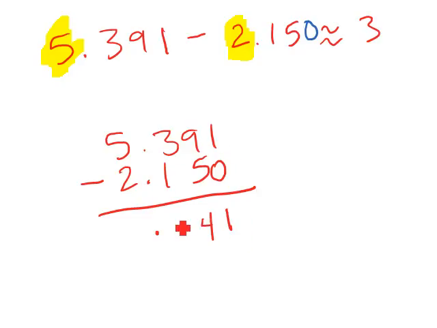1 minus 0 is 1. 9 minus 5 is 4. 3 minus 1 is 2. 5 minus 2 is 3. Now if I forgot to do that decimal, I'd have the answer of 3,241, which you know is not going to be accurate because you did your front-end estimation, right? And you found out it should be around 3. So I have 5.391 minus 2.150 is 3.241. Is that logical? Totally.